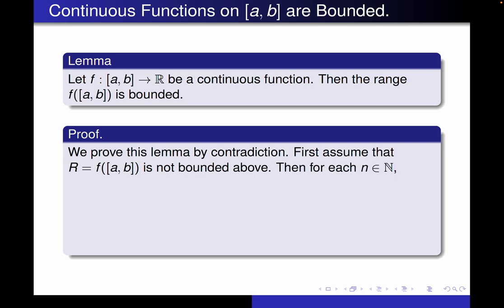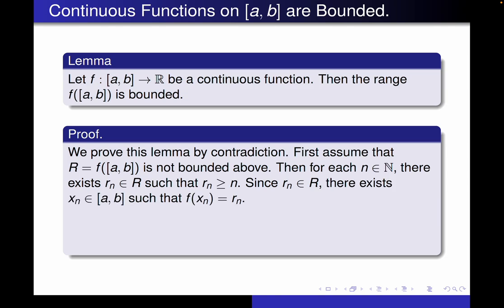Then for each natural number n, there exists some real number in R, something in the range that is at least as big as n. If that were not the case, then n would be an upper bound for the range, but we're assuming that it doesn't have an upper bound, right? So for every natural number, there's something in the range that's bigger than it, maybe a lot of things, I don't know, but we're just choosing one of those to be our Rn. So we know Rn is in the range. That means it is the output of the function. That means there's some input, we'll call it xn, such that f of xn is equal to Rn.